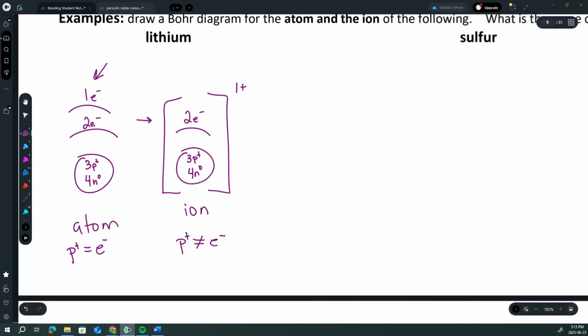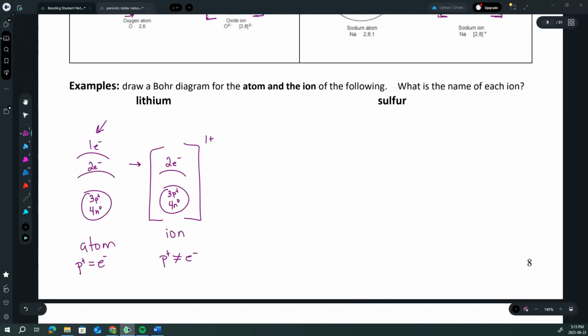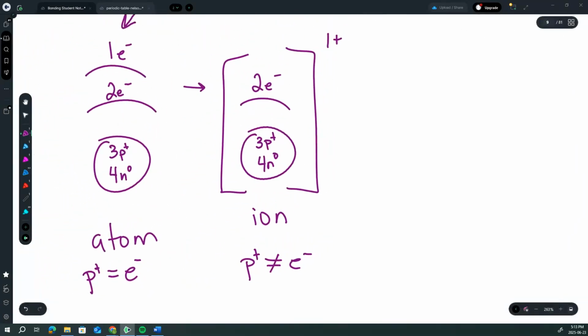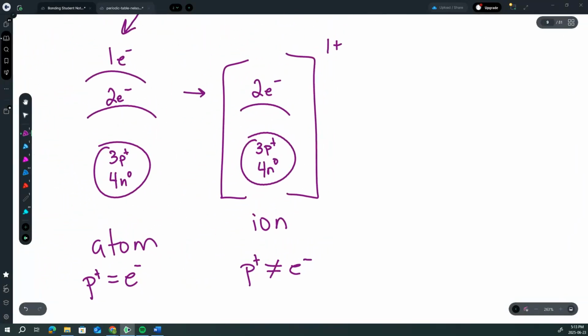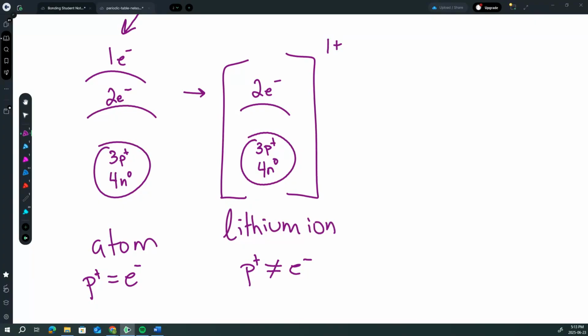Okay, so looking at this, I just want to make sure, what is the name of each ion? So let's just replace this. Okay, this is just called a lithium ion. With metals, how you name the ions is you take the element name and then you just put on ion. And even though it wasn't very clear, those are 2 separate words. So lithium ion. This right here is just a lithium atom.